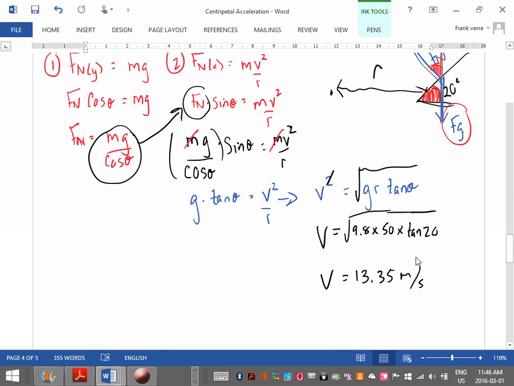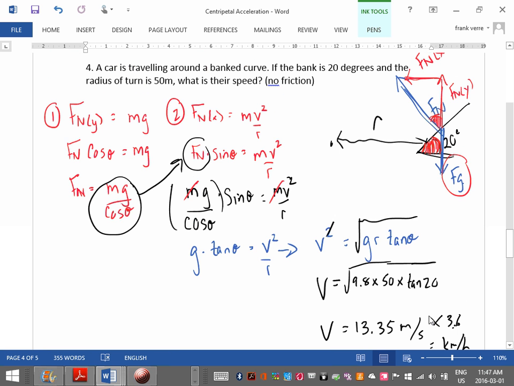Now, cars do not have on their speedometer meters per second; they'll have kilometers per hour. But you know how to convert, right? It's multiplied by 3.6. Okay. I'm not asking you to convert here, but for your own curiosity, just multiply that by 3.6 if you want to get it in kilometers per hour. Okay, multiply by 3.6. All right. This is a bank curve with no friction.